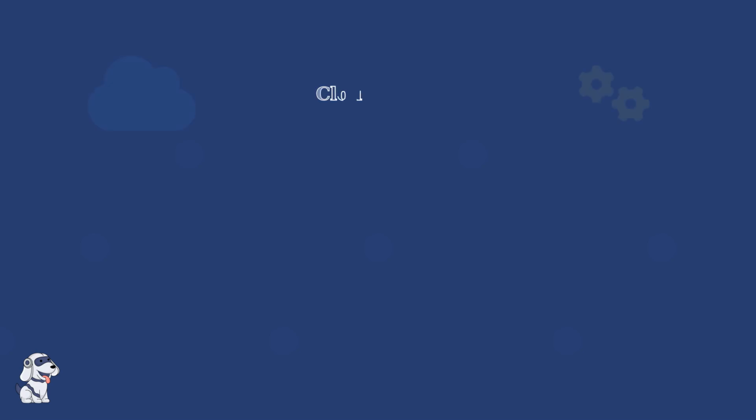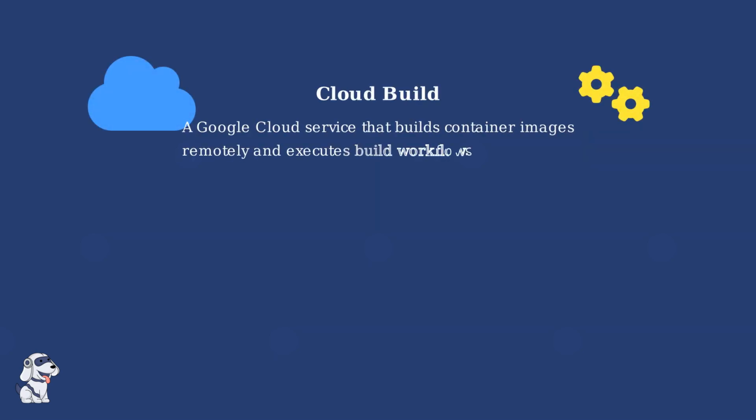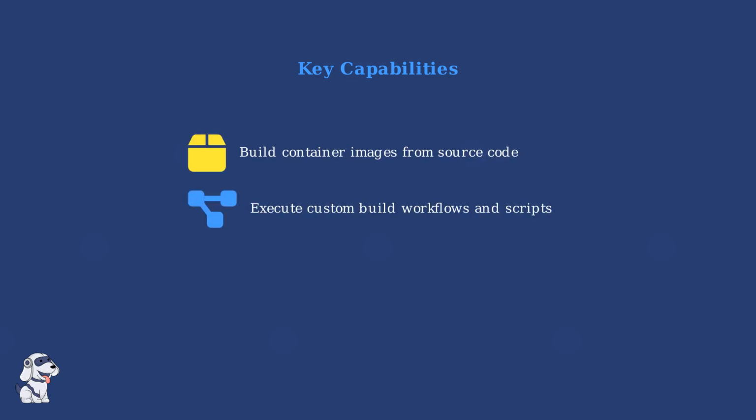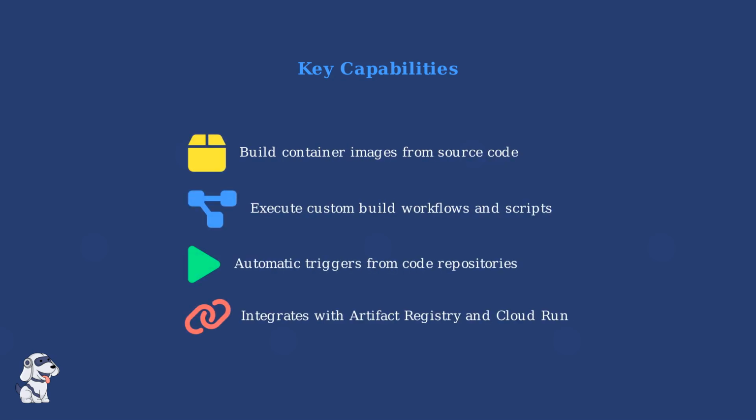Cloud Build is a Google Cloud service that allows you to build container images remotely on Google Cloud infrastructure. But it's much more than just an image builder. It's a complete build automation platform. Cloud Build offers several key capabilities that make it powerful for modern development workflows. It can build container images from your source code, execute custom build workflows, automatically trigger builds from code changes, and integrate seamlessly with other Google Cloud services.